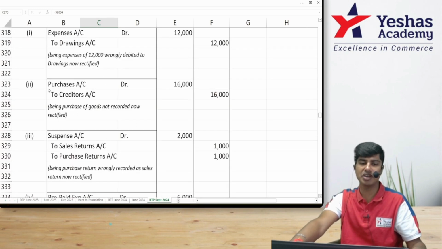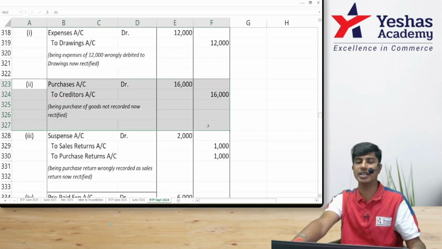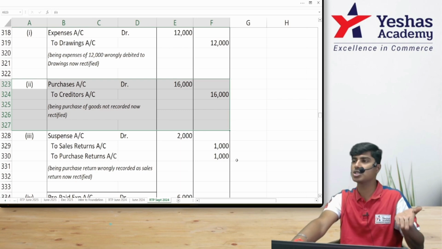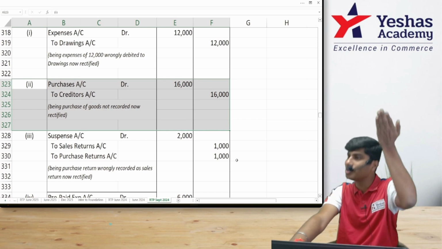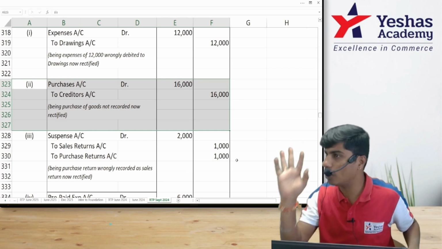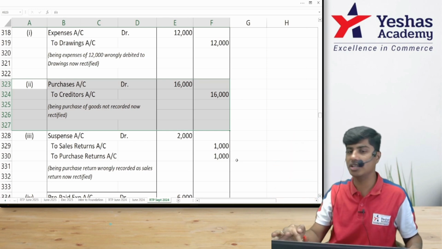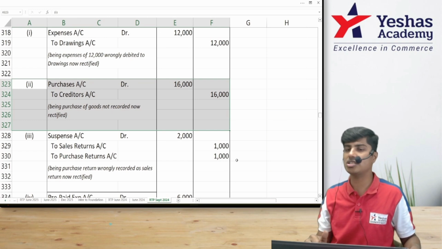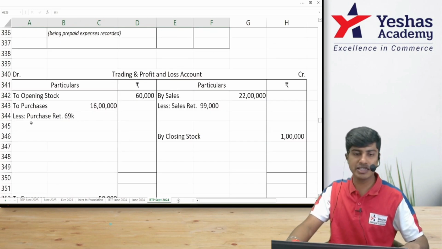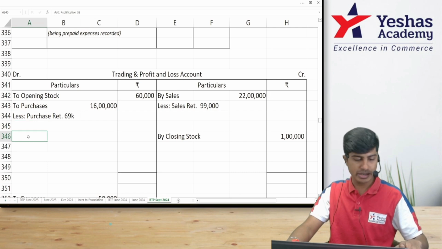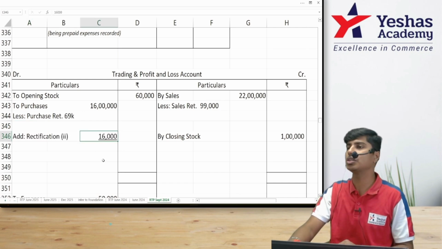What is the second rectification entry? Purchases to creditors. If I debit purchase, purchase will increase. If I credit creditors, creditors will also increase. Purchases is not recorded, creditors is not increased. I will add 16,000 to purchase. I will add 16,000 to creditors. Shall I? Come on here. Purchases, I will add rectification number 2, 16,000.